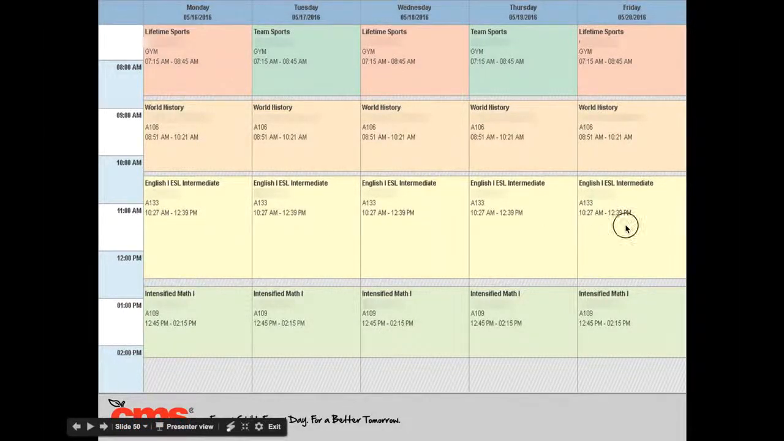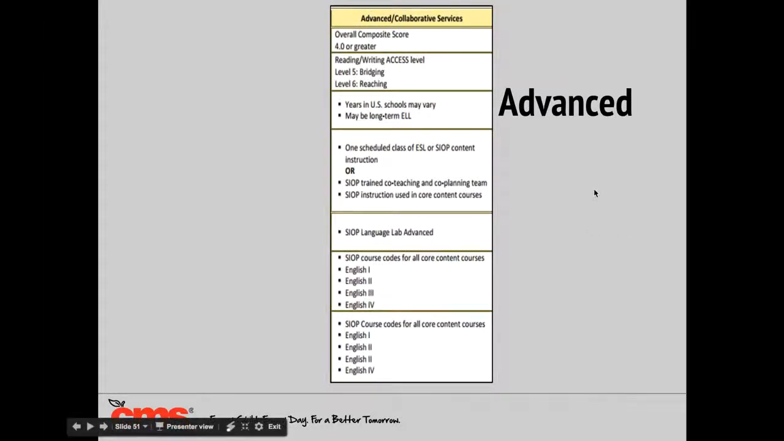So this looks good. And our advanced students are usually making the 5s and 6s on the test. They may have been here a long time or maybe fairly recent. It could vary. We like for them to have at least one class, but maybe just a SIOP type class, because they can be scheduled in regular English classes because they are at the advanced level.